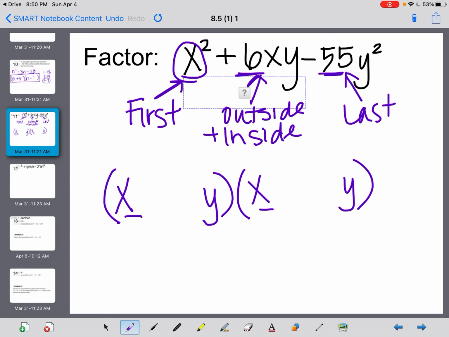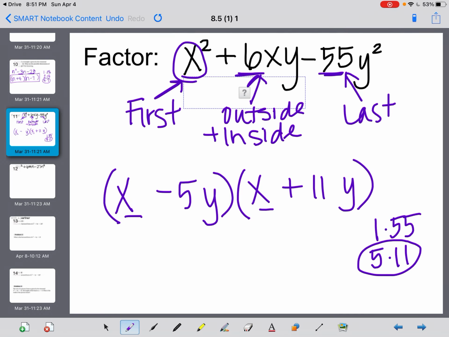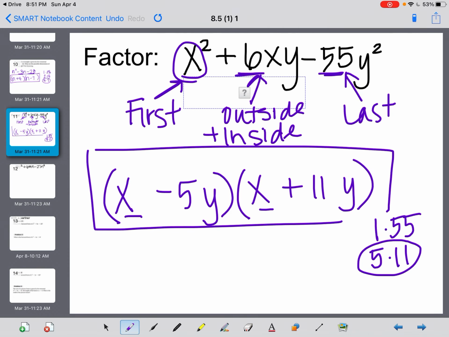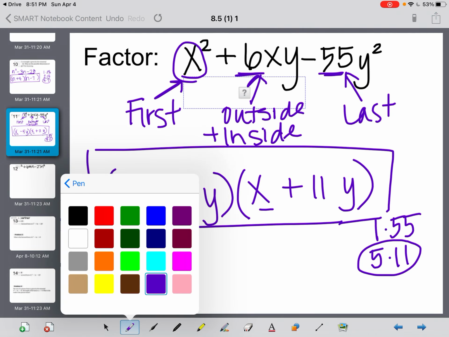And we'll FOIL this afterwards just to prove our answer. Okay, so what could multiply to be 55 and add to be 6? Well, factors of 55 are 1 times 55, 5 times 11, and that might be it. I can make 5 and 11 equal 6 if I have a positive 11y and a negative 5y. Okay, so this is your final answer, but we're actually going to use FOIL to just prove that with another color here.